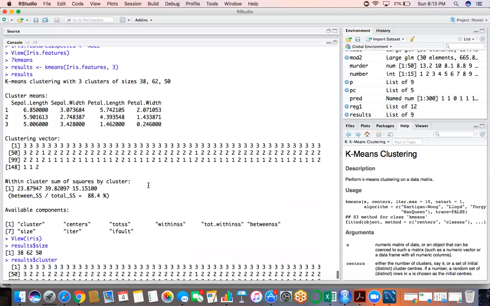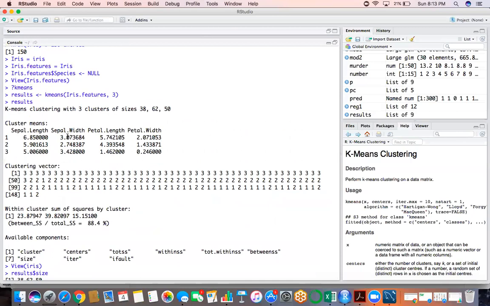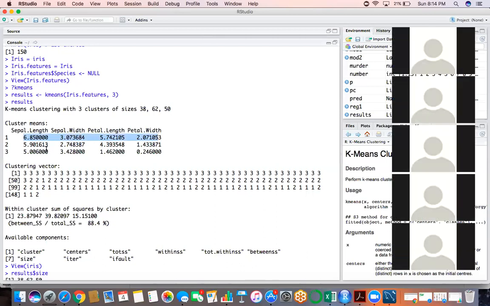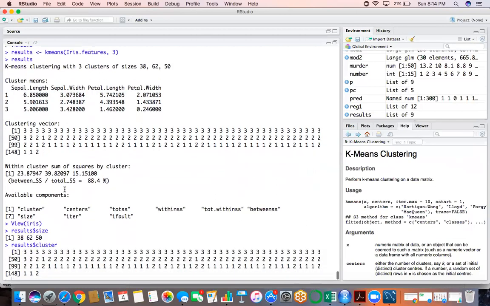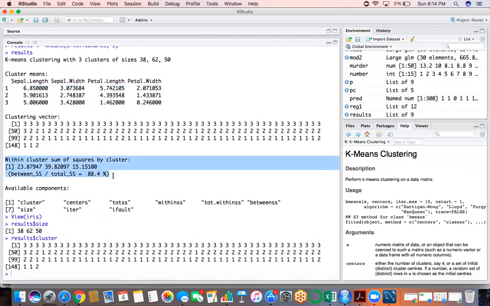This is very important. If you form clusters, it gives you the distance between each cluster. This is the cluster means. If there are three clusters formed, the distance between each cluster or the mean distance is this. This is the clustering vector. Now this part is your accuracy. Your k-means model is giving you an accuracy of 88.4%. And this is very decent. A model giving you 88% without any data preparation is very good.